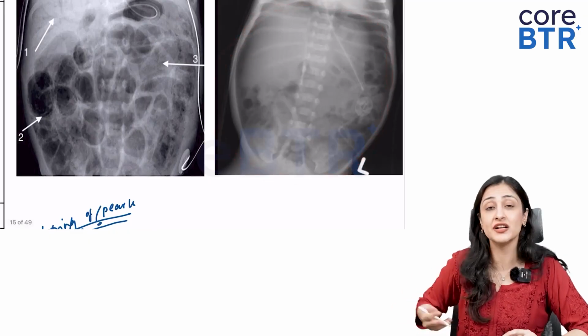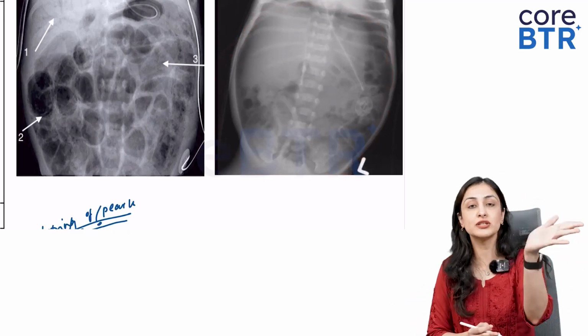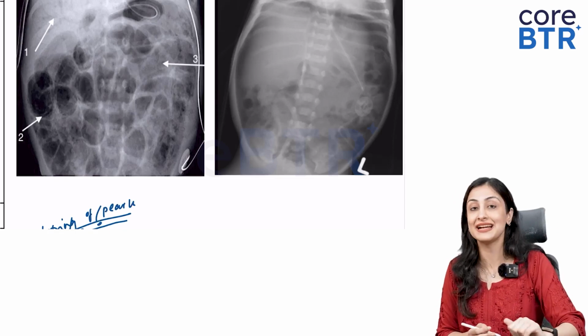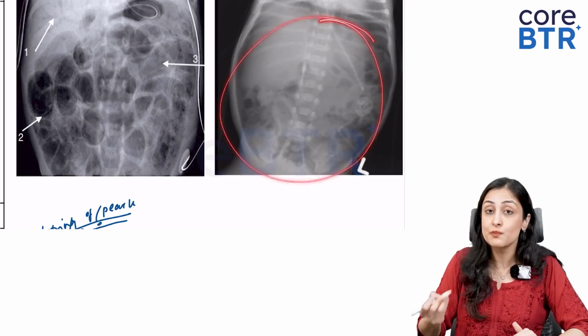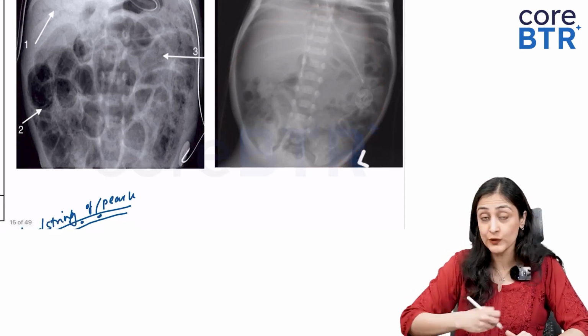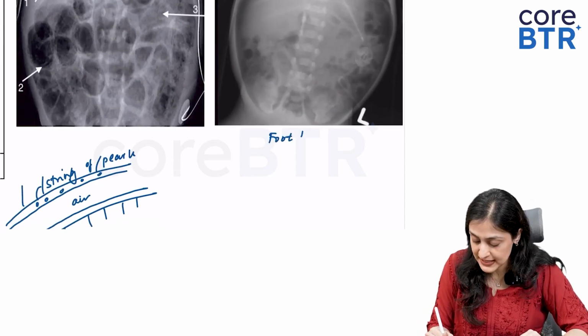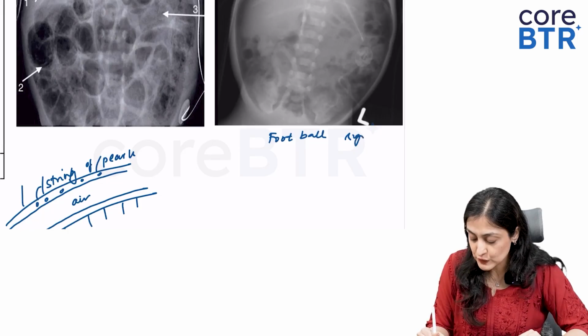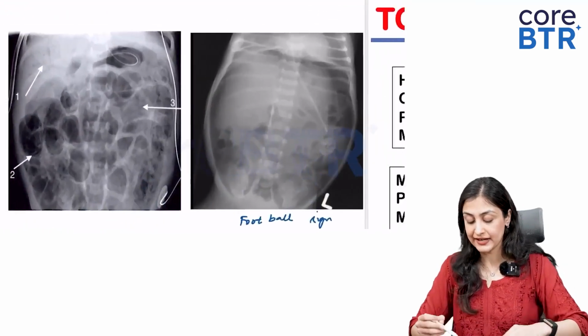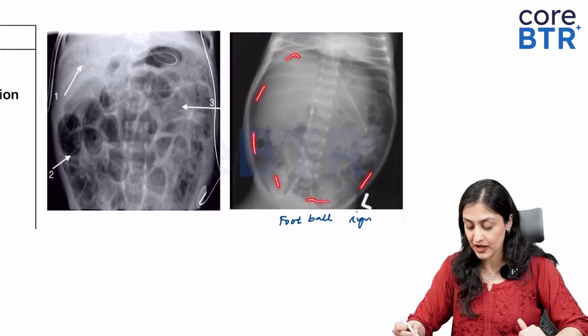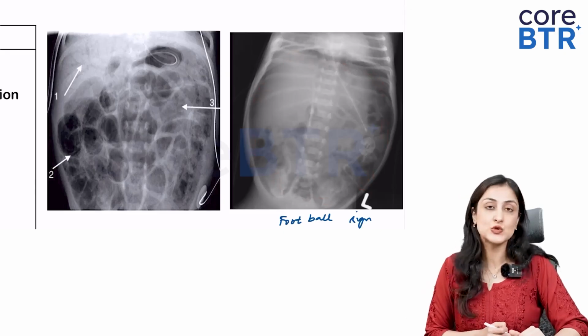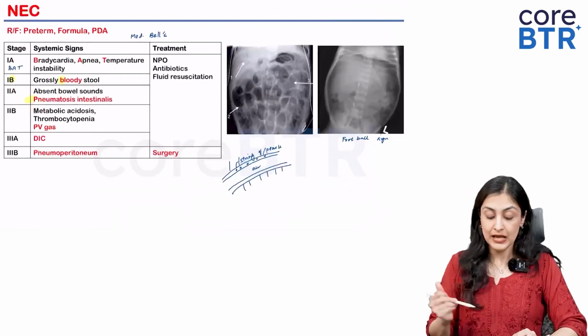We will not see air under the diaphragm and all because the baby is not in an erect position, right? Baby is not standing. So this is where in a supine state, we are going to see how the air encircles the entire abdomen, and that is called as football sign. Okay, so this is a sign that now air, can you see, is around the entire abdomen. So this is what is pneumoperitoneum.